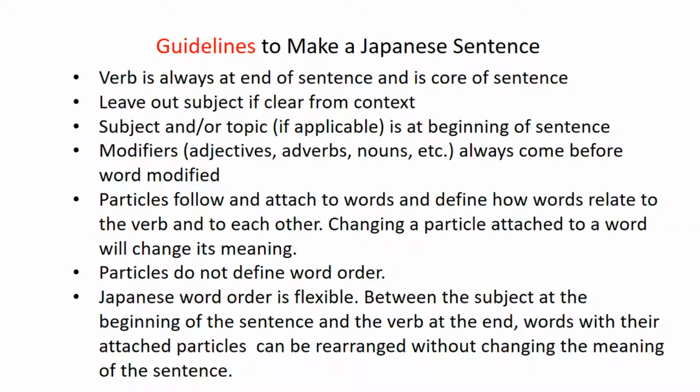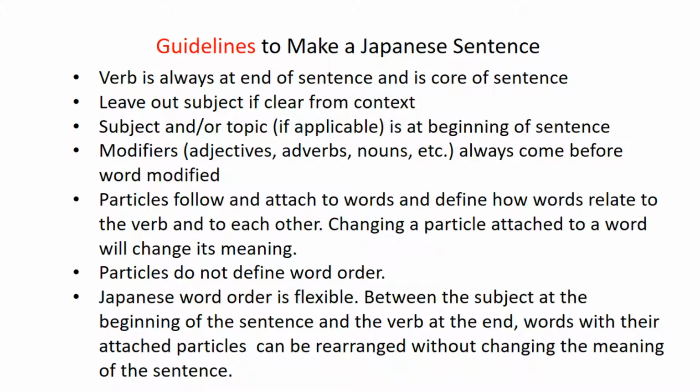So these are guidelines to make a Japanese sentence. The verb is always at the end of the sentence and is the core of the sentence. So when you're looking at a sentence to translate, or when you want to make a sentence, think about the verb. Leave out the subject if clear from context. You don't have to always say watashi wa or Tanaka-san wa if it is clear from context what you're talking about. The subject and or topic, if applicable, is always at the beginning of the sentence. Modifiers such as adjectives, adverbs, nouns, etc. always come before the word modified. Particles follow and attach to words and define how words relate to the verb and to each other.